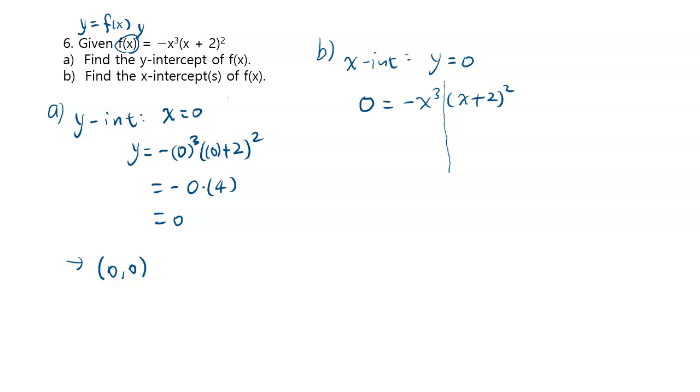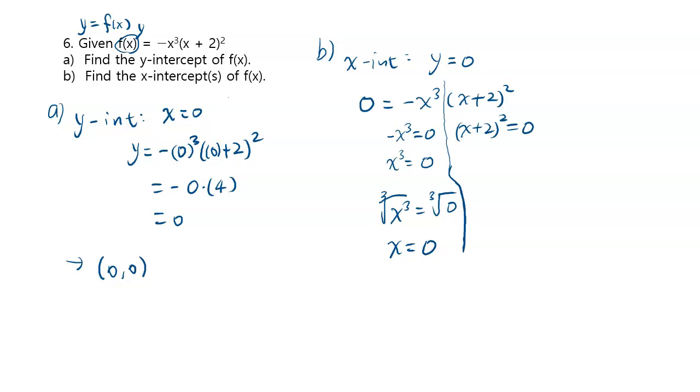So we know that either negative x cubed is 0 or (x plus 2) squared is 0. Let's think about this case. If I multiply both sides by negative 1, you get x cubed equal to negative 0, but that's just 0. And then to get rid of this cube, you would take the cube root of both sides. What is the cube root of a cube? They just cancel and you just get x. And the cube root of 0 is 0, because if you take 0 cubed, it's 0. So therefore the cube root of 0 is 0.